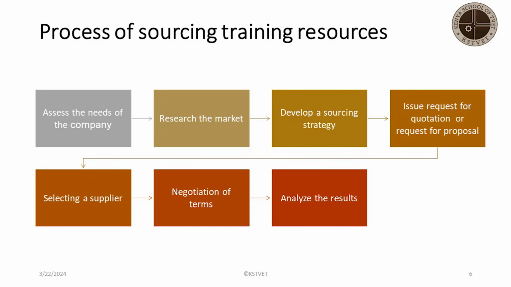5. You will now select a supplier. Here, documents are evaluated to find out who matches the requirement. 6. Negotiation of the terms with the selected supplier. And if the suppliers agree, they'll now be able to sign a contract. And then lastly, we'll analyze the result. This is where you'll check the performance of the supplier based on the materials or services rendered.